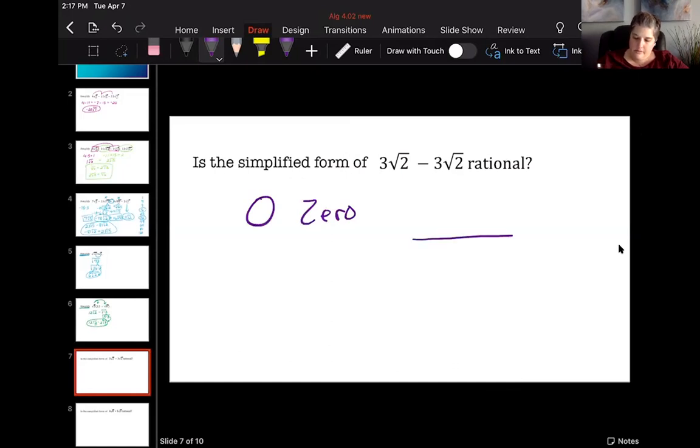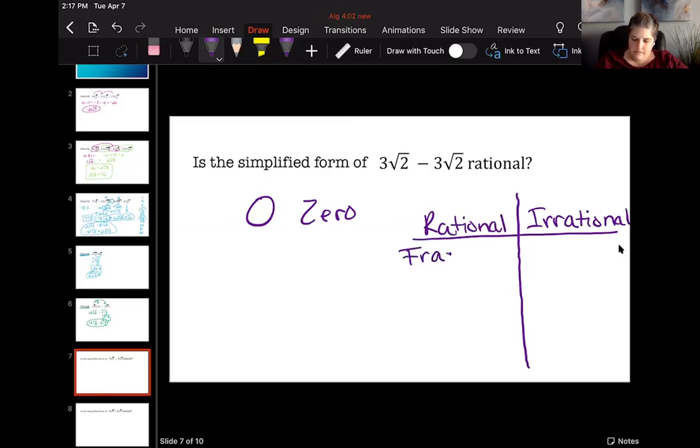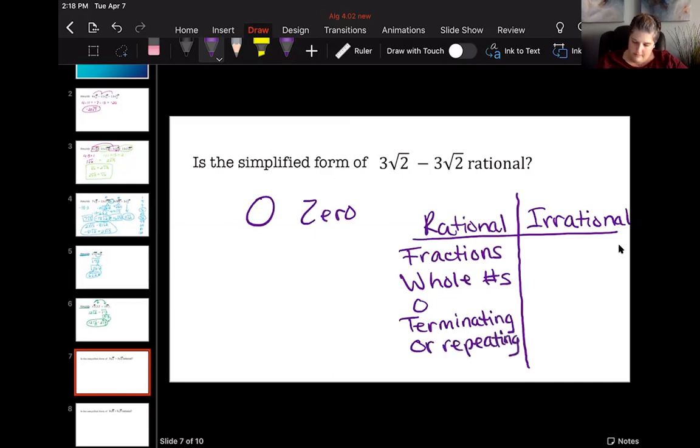Well, I want to draw you a little picture so that you can figure out what's rational and what's not. So we'll put rational on this side and irrational on that side. So examples of rational numbers are fractions, whole numbers, zeros, terminating decimals, terminating or repeating decimals.